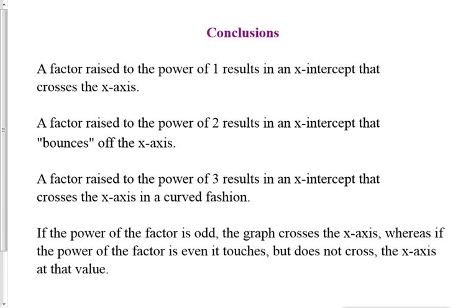In conclusion of what we've learned today, a factor raised to the power of 1 results in an x-intercept that crosses the x-axis. A factor raised to the power of 2 results in an x-intercept that bounces off the x-axis. A factor raised to the power of 3 results in an x-intercept that crosses the x-axis in a curved fashion. If the power of the factor is odd, the graph crosses the x-axis, whereas if the power of the factor is even, it touches, but does not cross the x-axis at that value.